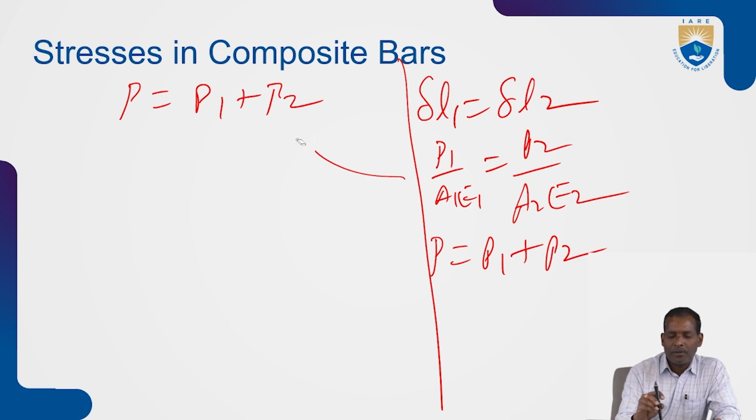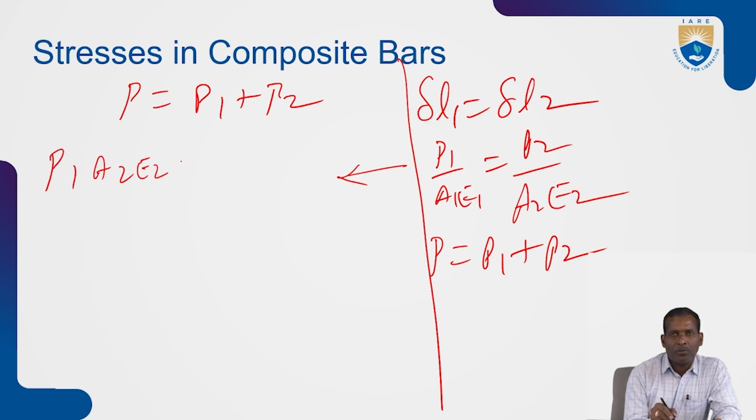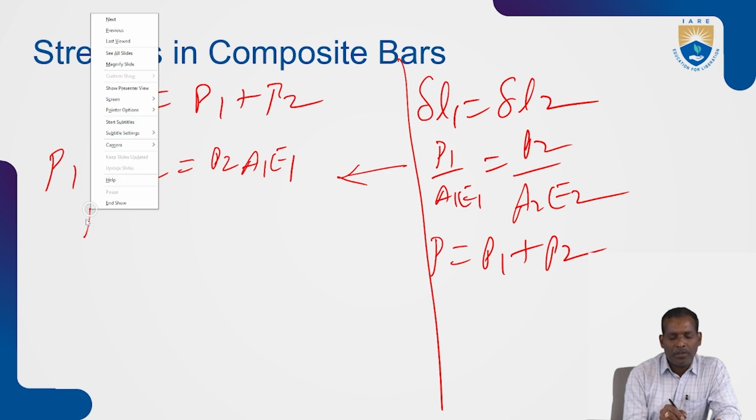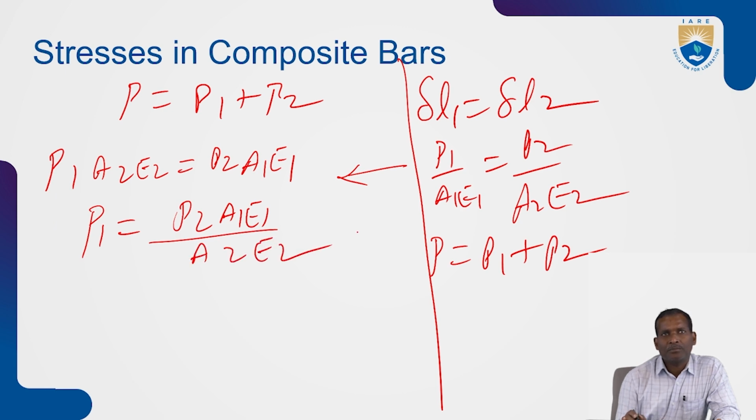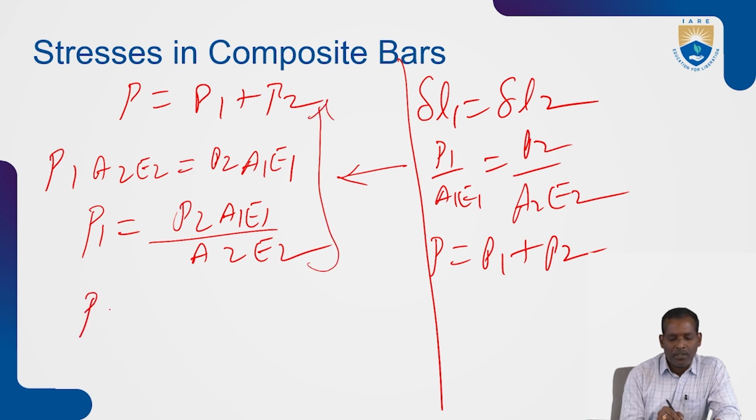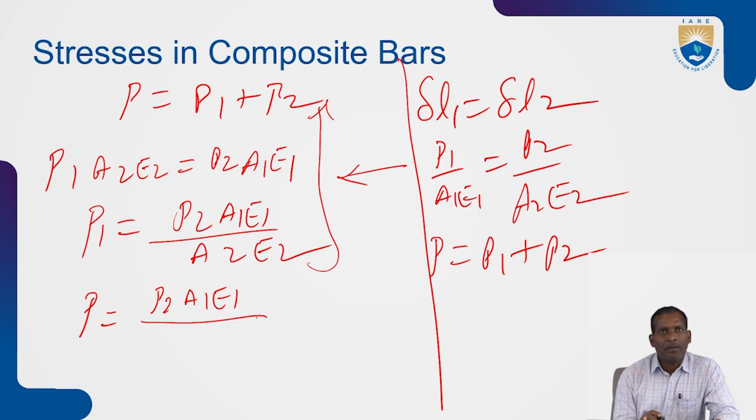first write down this equation: P1 A2 E2 is equal to P2 A1 E1. So P1 is equal to P2 A1 E1 by A2 E2. Now substitute this value in this equation. So P is equal to P2 A1 E1 divided by A2 E2 plus P2.